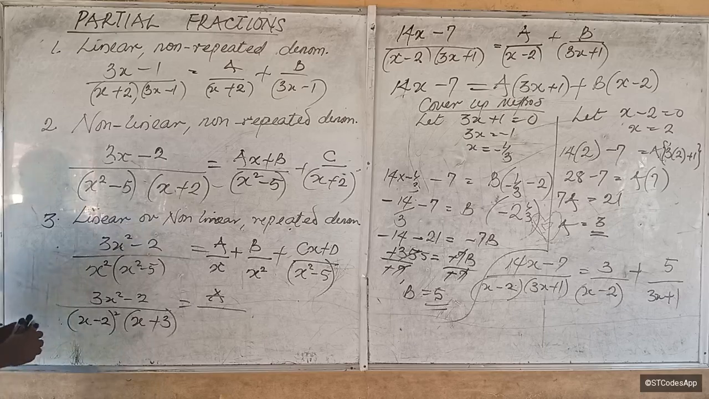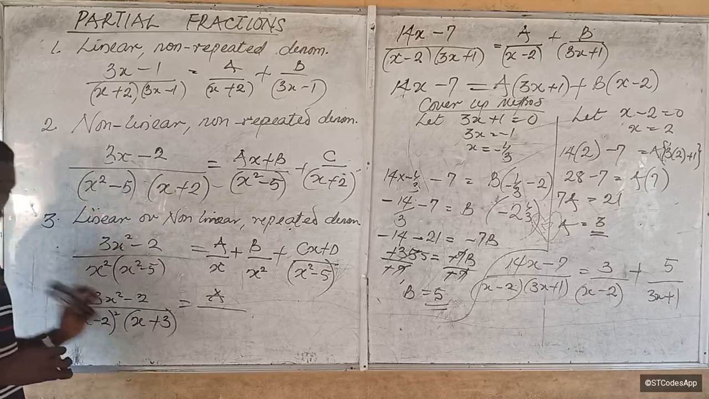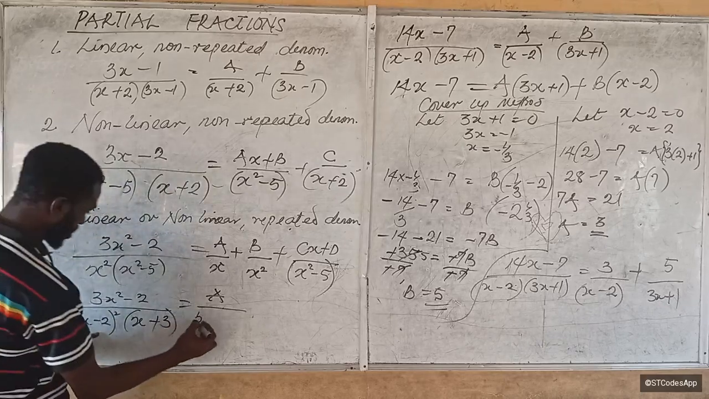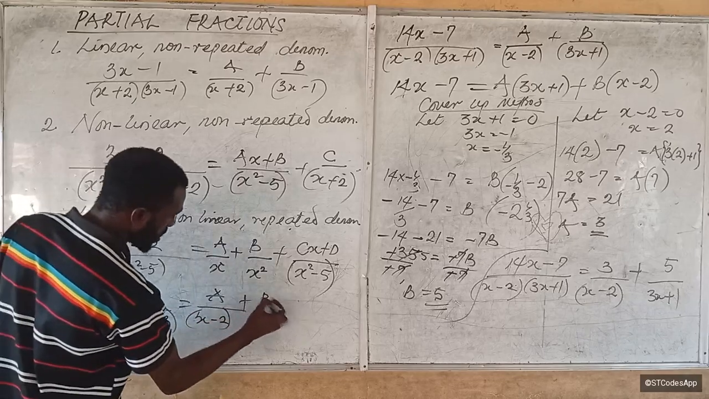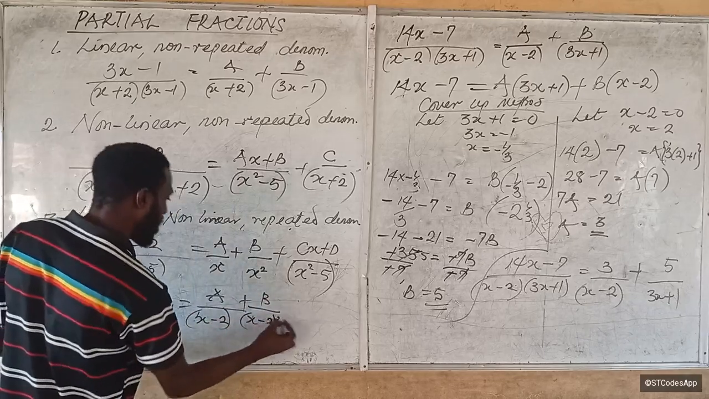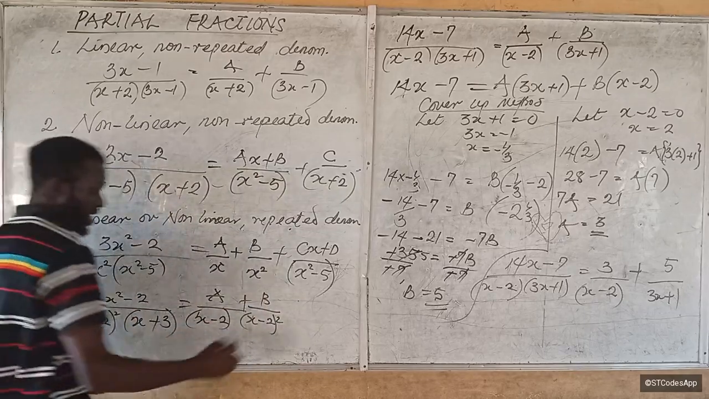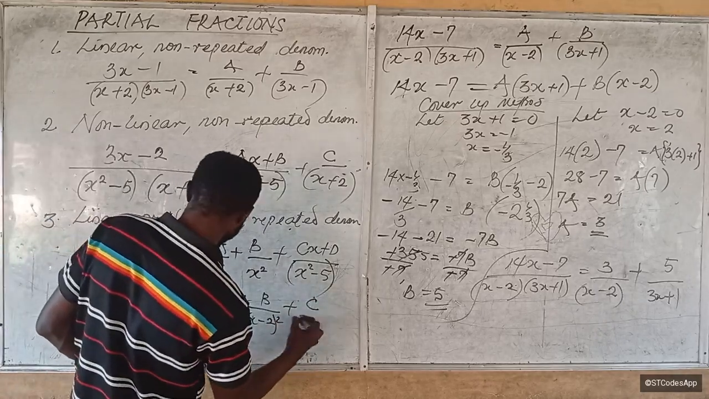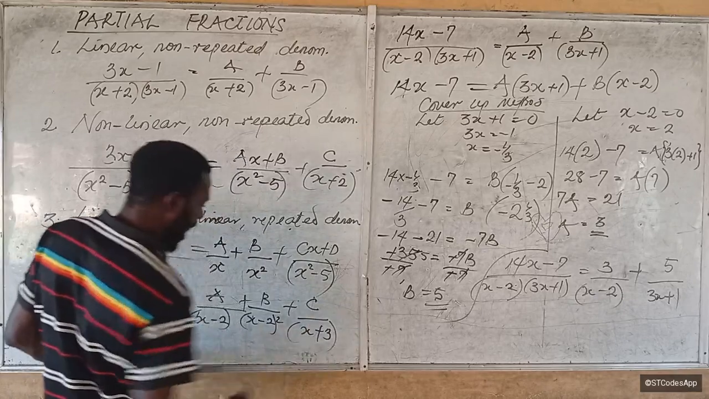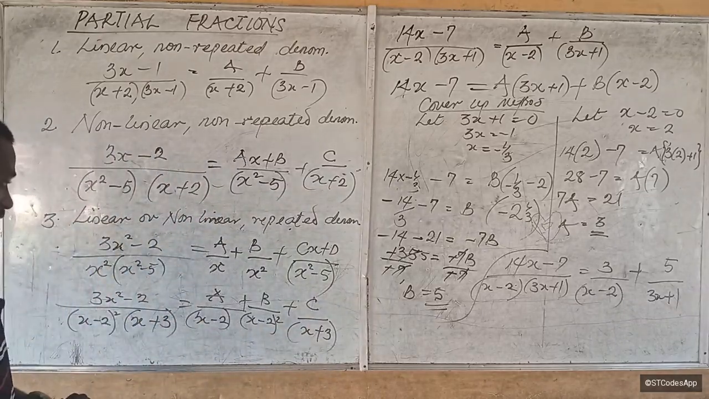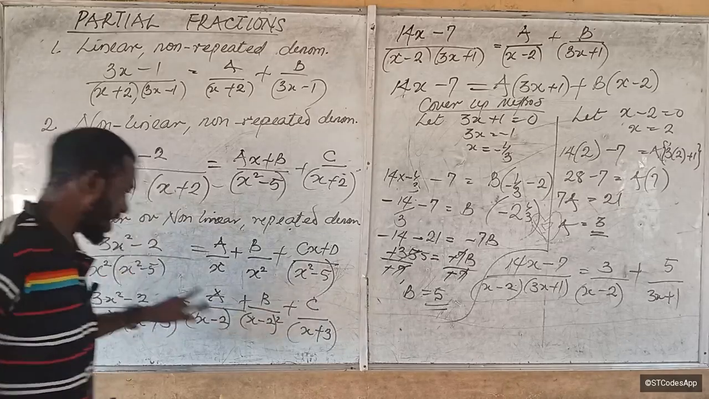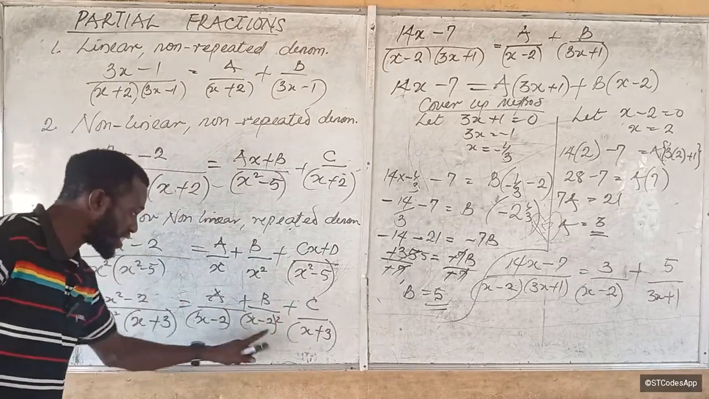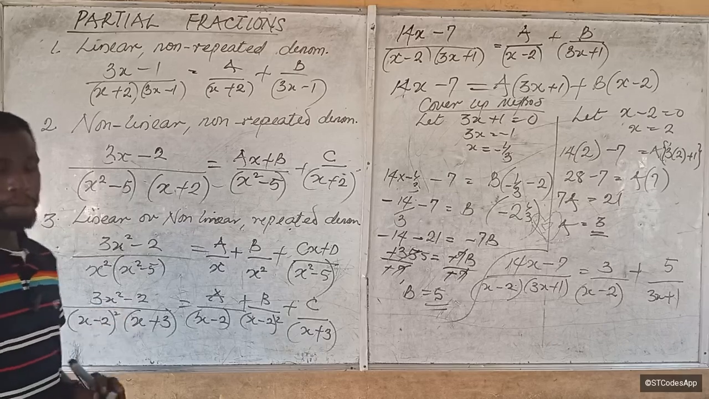So take note that you must have a proper fraction before resolution. So you have A over the first expression here, which is x minus 2, plus B over x minus 2 now squared, because it is repeated. Then plus, now this one is linear, so it's also going to be C over x plus 3. I hope this is clear. You see, all my terms here are linear, because all my expressions in each case are linear, but repeated in this place. Is it clear? All right.